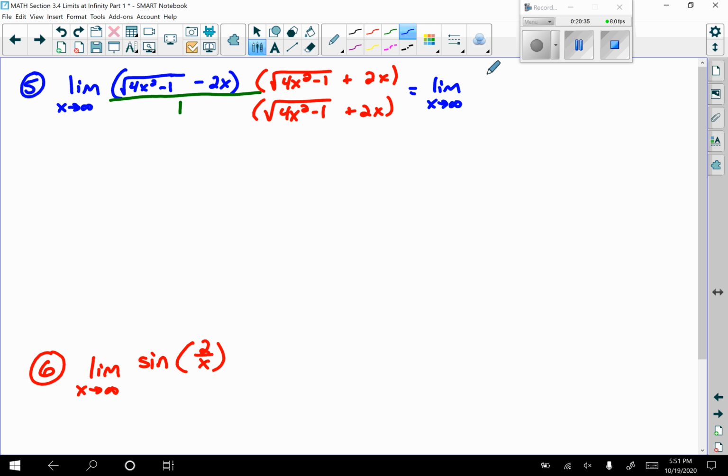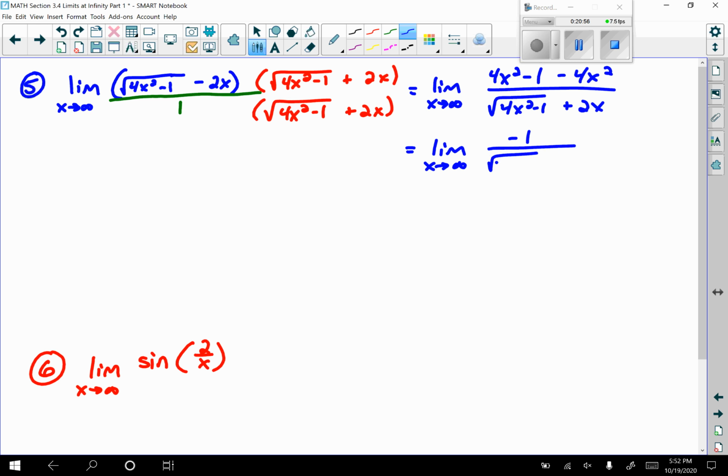So as I rationalize my numerator, I'm just going to get a 4x squared minus 1. Outside and inside terms cancel, then I'm going to get a minus 4x squared all over that denominator. Now if you notice in the numerator, the 4x squareds cancel, and I'm left with a negative 1 over the square root of 4x squared minus 1 plus 2x.